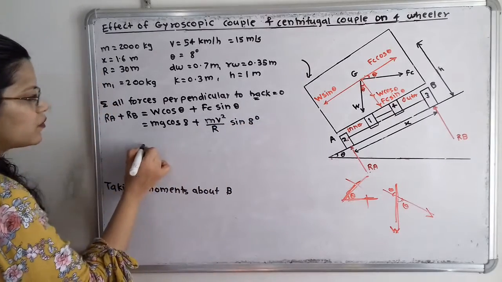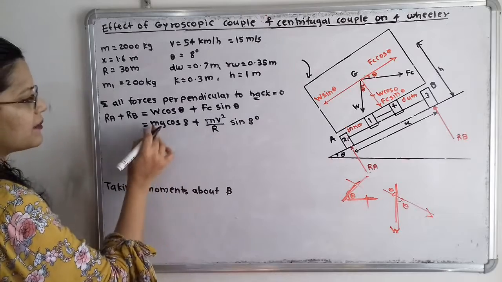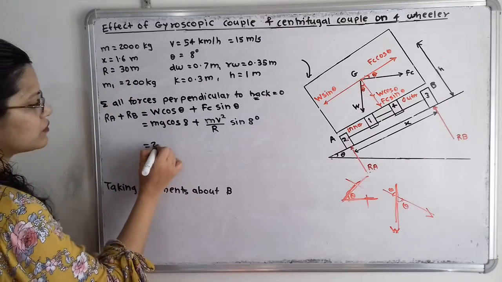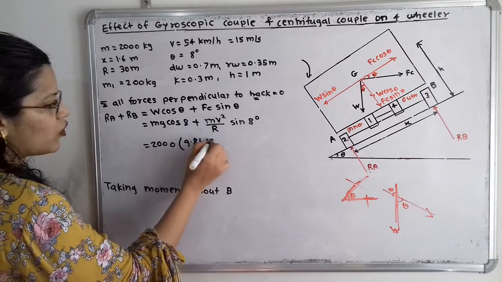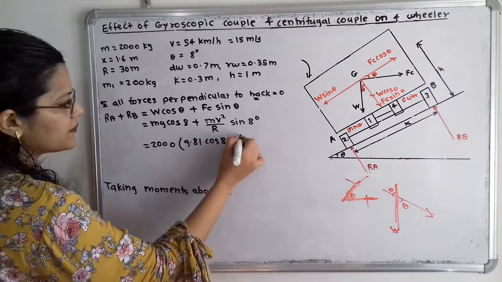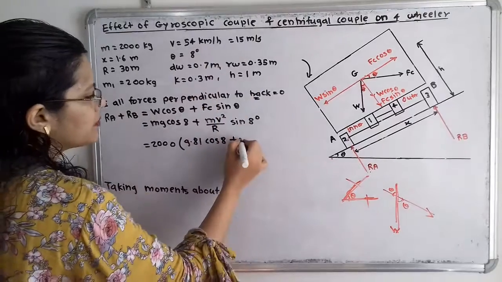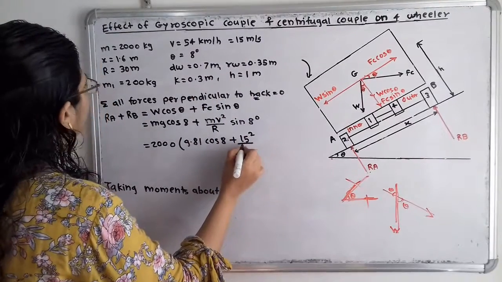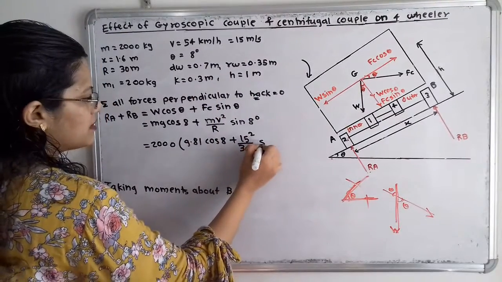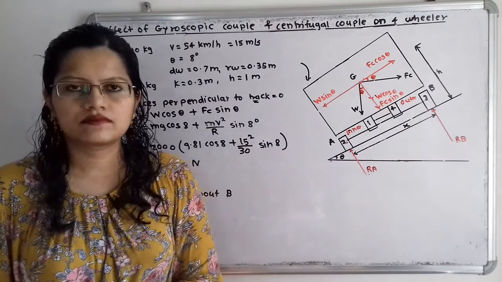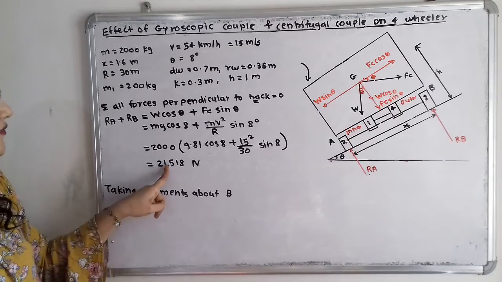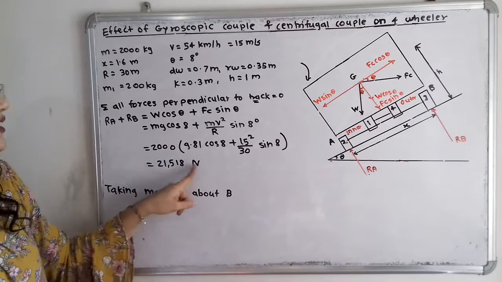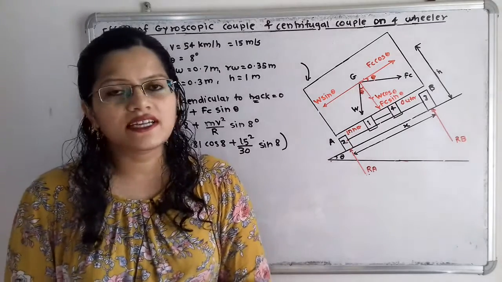So again we will put the values. We can take M as a common term. So M is 2000, in the bracket 9.81 cos of 8 plus V square, that is 15 square by R, that is 30, sine of 8. So after calculation the answer is 21,580 Newton.